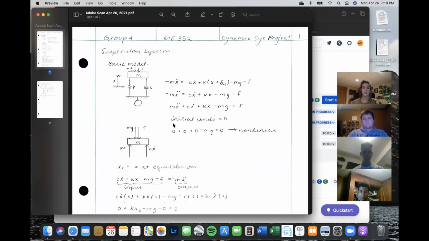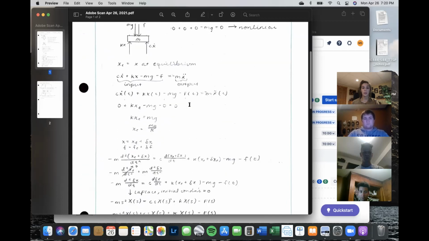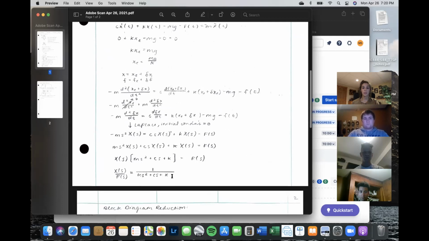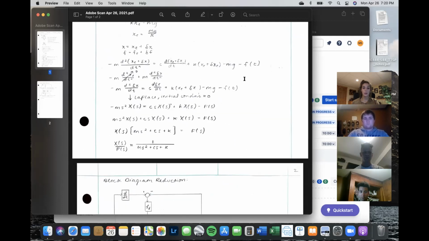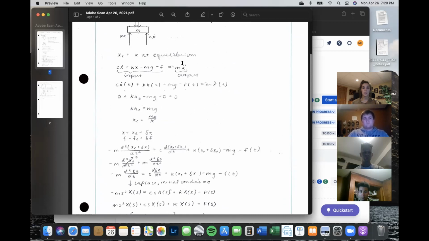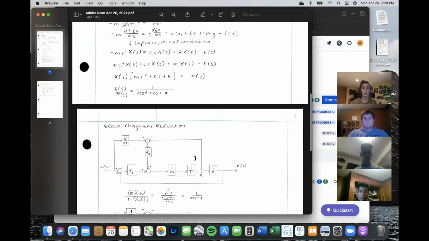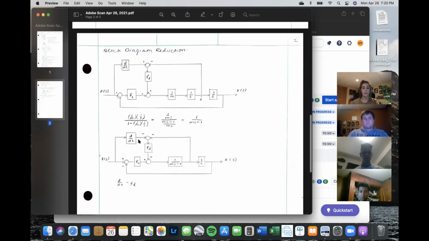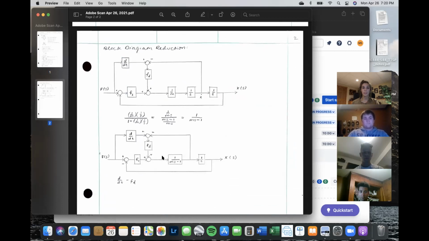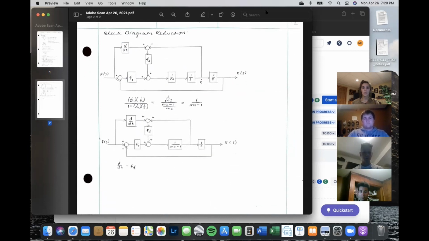In terms of the actual project, this is what we have. We're doing a very basic suspension system of a car. So that's the time domain model. And then there's a characteristic equation, free body diagram, and then we have our transfer function. And that's the linearization process, all of that. Then we started the block diagram and are working our way through that. And then we also have some stuff developed in Matlab.